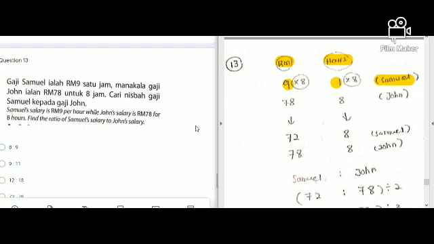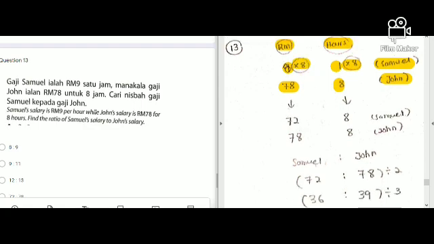So 9, 1. But for John, in the question said, John's salary is 78 ringgit. So you write 78 under ringgit per 8 hour. So under hour, write 8. This is for John. So you can see 1 and 8, the number is not the same. So you need to make the hours same. How? By 1 multiply with 8, because you need to make sure the number in the same column must be the same.